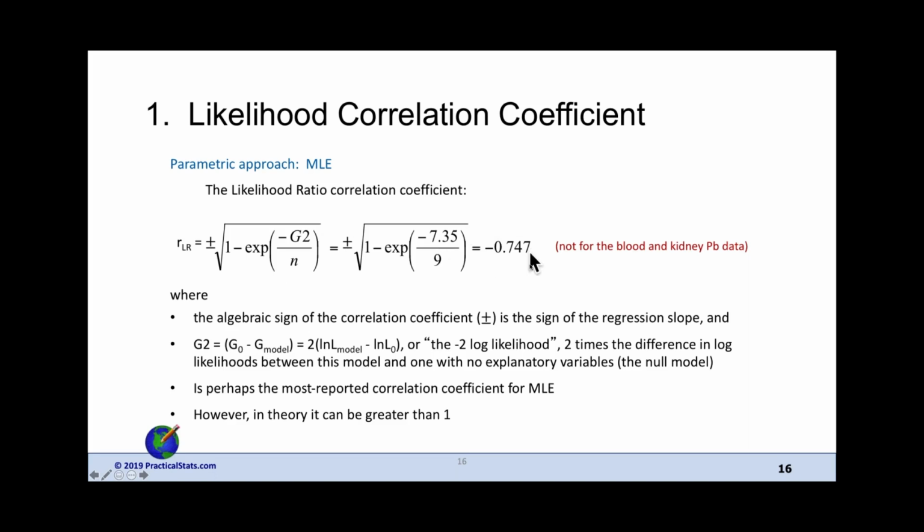This one is an older slide. It's not the blood and kidney lead data. Apologize for that, but it's easier to grab it. So this is probably the most commonly reported correlation coefficient. It has one issue, that at the upper end, it can get up higher than 1. And so that's not real great for correlation coefficients.